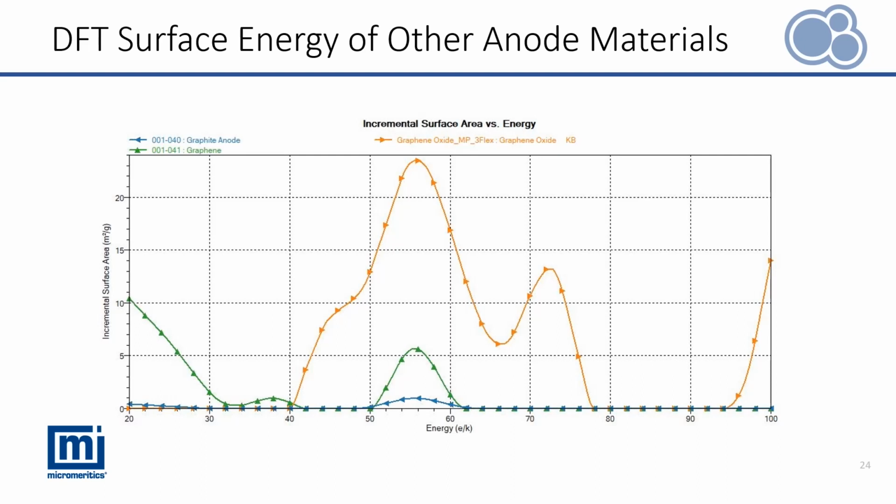It also showed some presence of micropores with the peak near 100 Kelvin, and comparatively, the graphene had stronger interactions with nitrogen than the graphite anode sample, and graphene oxide exhibited the strongest interactions with the most surface area.